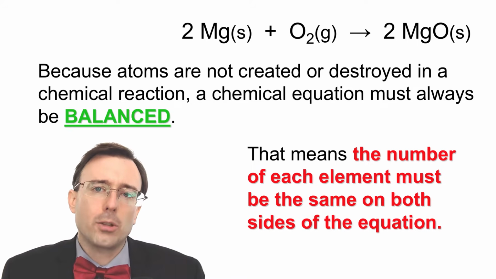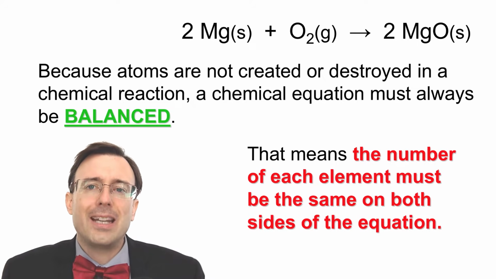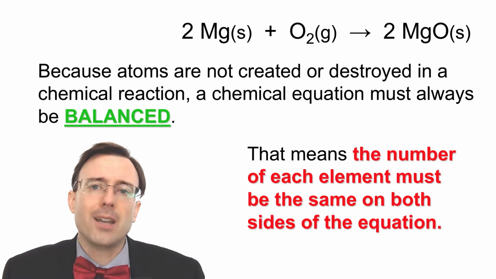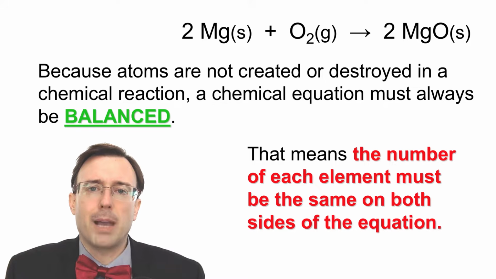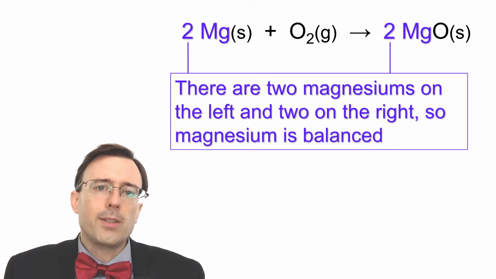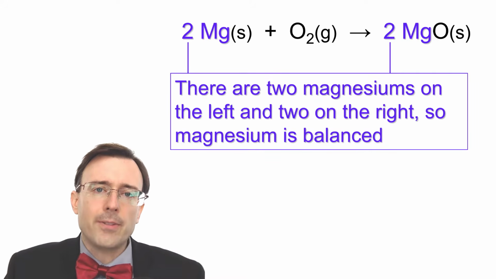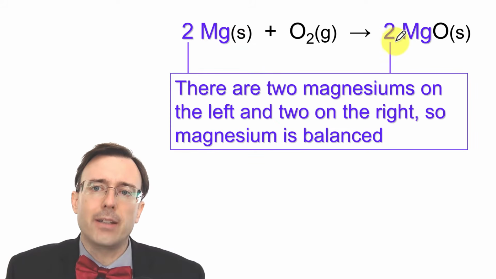So when your teacher makes you balance a chemical reaction, it's because that's what the atoms themselves are actually doing. So let's see if this reaction right here is balanced or not. Notice that there are 2 magnesiums on the left side, right? This 2 here in front of magnesium means we have 2 magnesiums on the left side, and there are 2 magnesiums on the right side. This coefficient in front of magnesium oxide tells us there are 2 magnesiums on the right side.